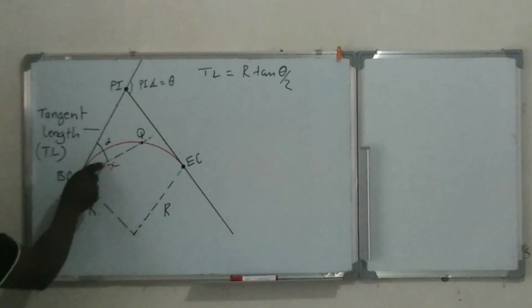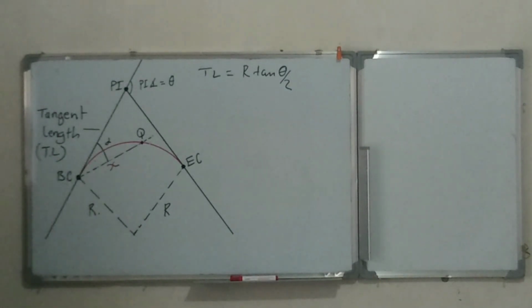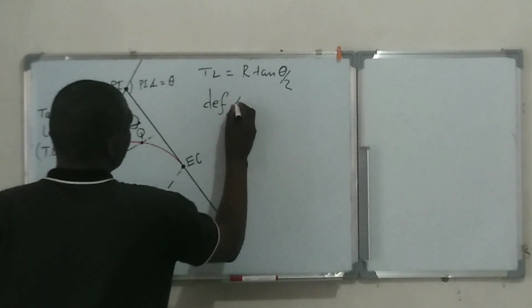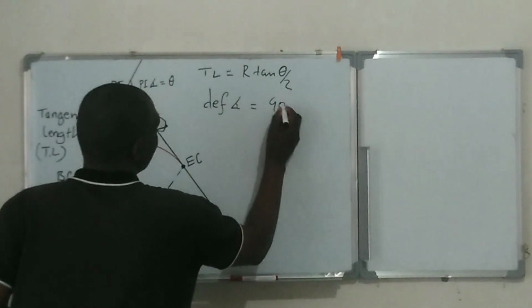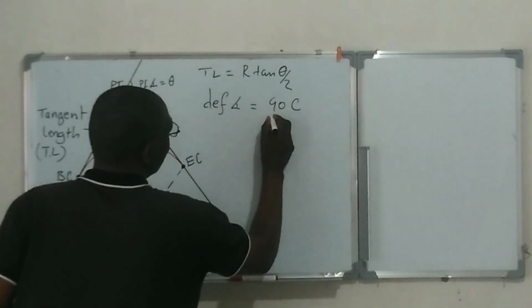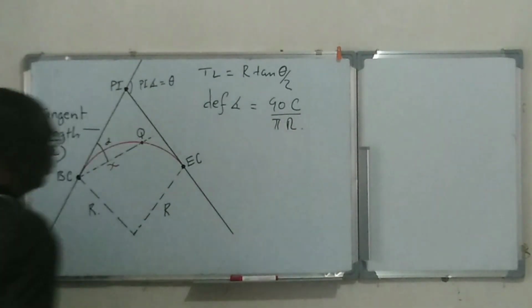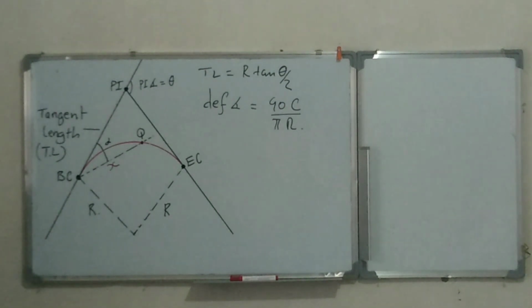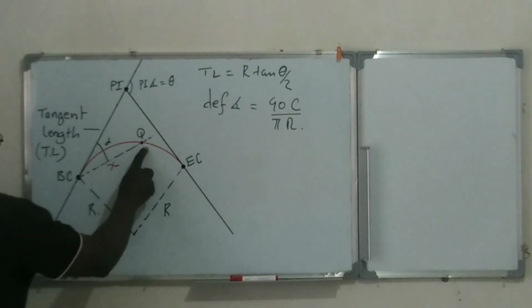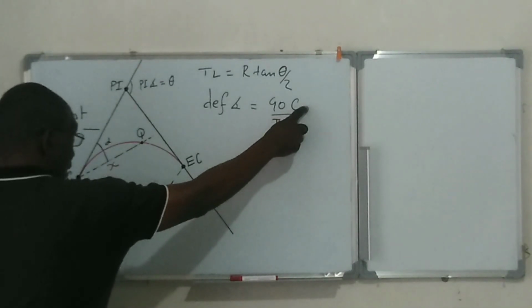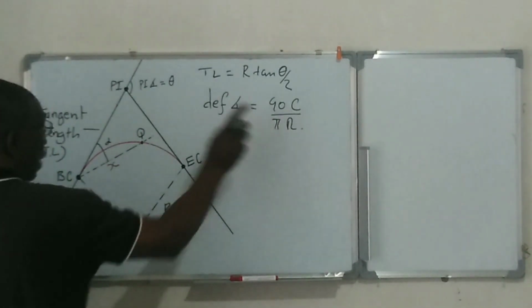But the question is, what is this angle? This angle alpha is called the deflection angle, and it's given by deflection angle is equal to 90 multiplied by C divided by pi r. Now, what is C? C is the arc length, this one here. Now, supposing we want to set out a point which is 20 meters from the BC, then our C would be 20. Remember, r is our radius, and pi, of course, is a constant.